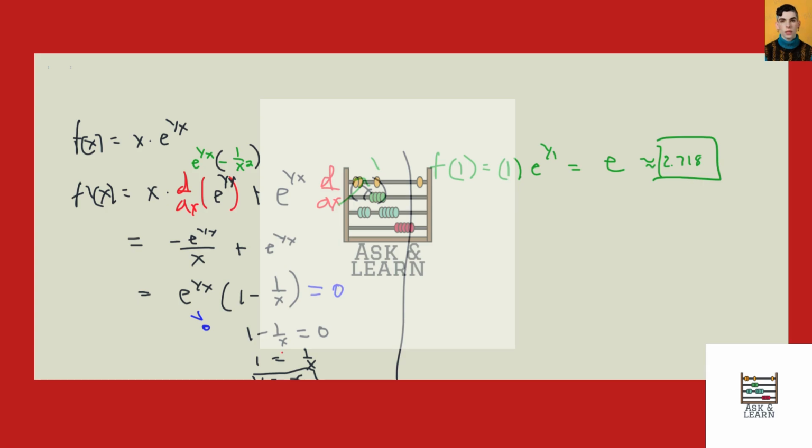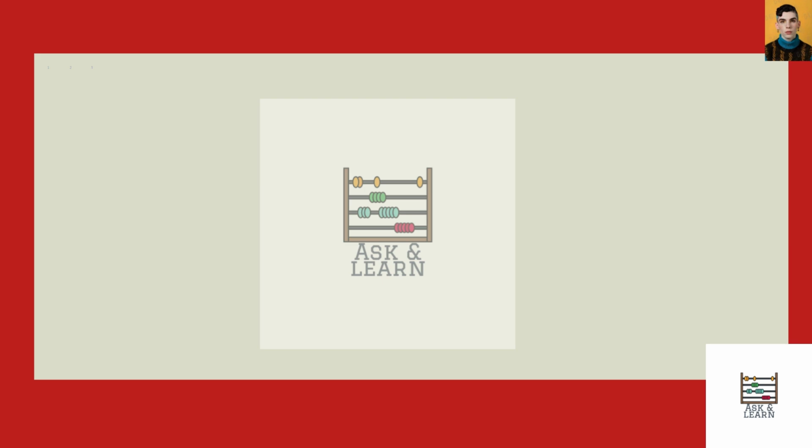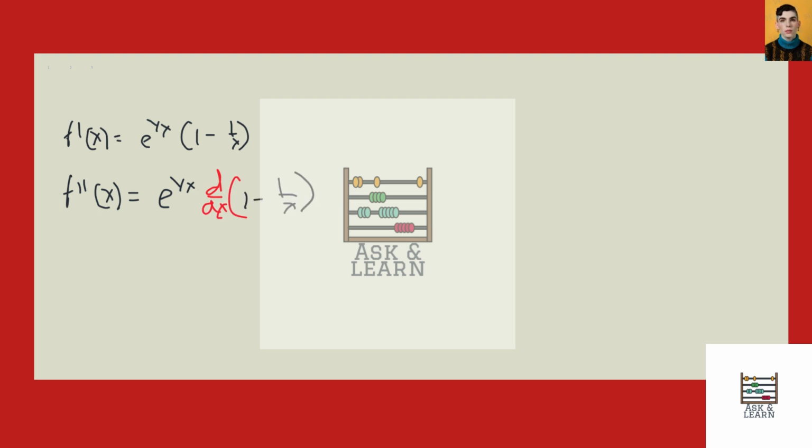Now let's go ahead and look for our intervals of concavity. So we had f prime of x is equal to e to the 1 over x times 1 minus 1 over x. All right, now when we take the second derivative, we're going to have to use the product rule once again. So it's going to be e to the 1 over x times the derivative with respect to x of 1 minus 1 over x, and then plus them in the opposite order, so 1 minus 1 over x times the derivative of e to the 1 over x.